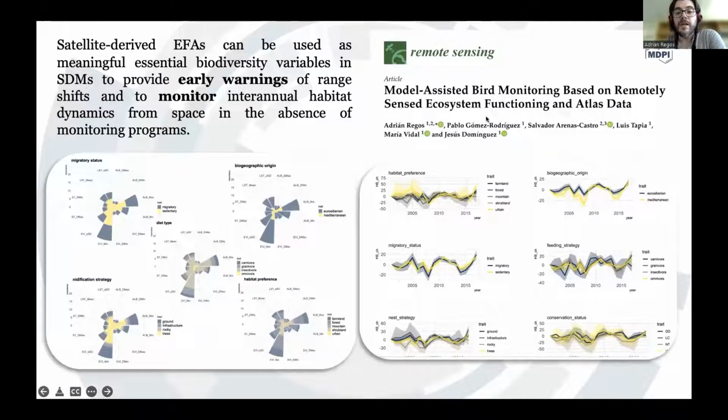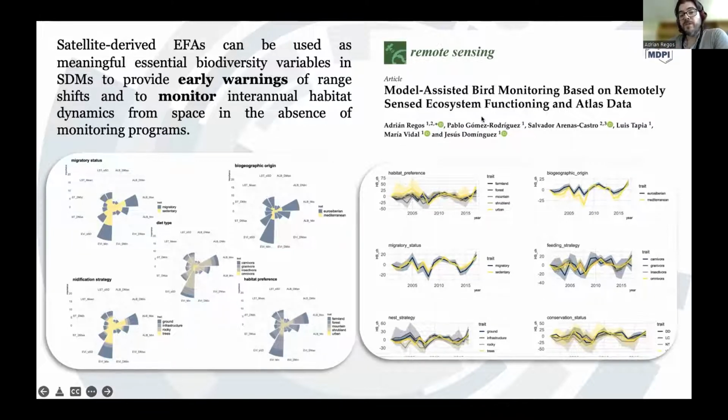In this study, we provide an example of how we can use this. We model more than 70 bird species using Atlas data and only this type of remote sensing variables. We found that the quality of the models depends on the species traits. So for instance, indicators of primary productivity were correlated with the presence of forest habitat species, but birds nesting in rocky areas were more correlated with land surface temperature or albedo.